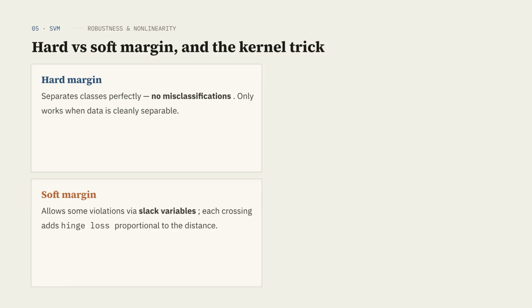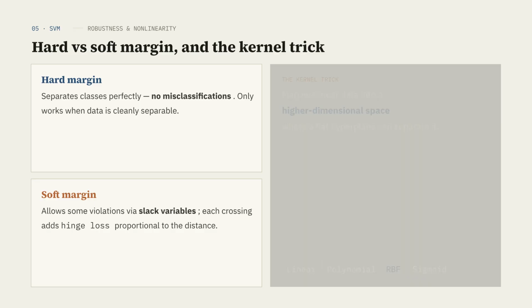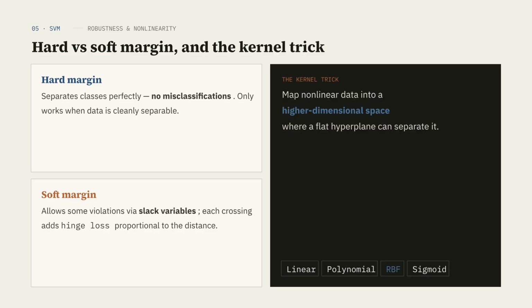For complex, nonlinear data, we use the kernel trick to map data into higher dimensions. Common kernels include linear, polynomial, and RBF.